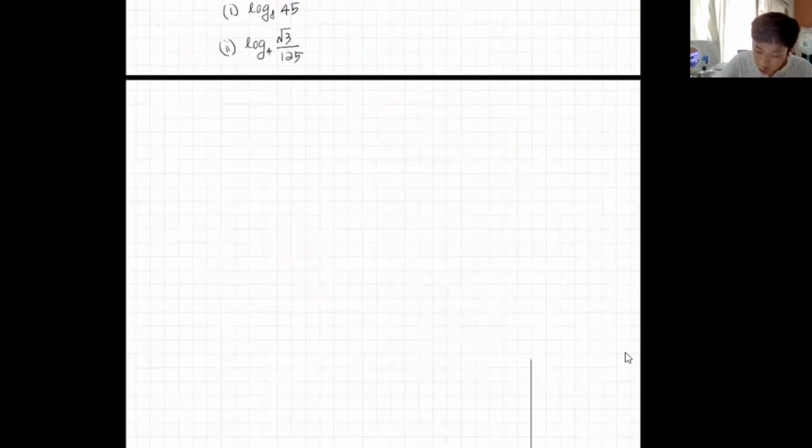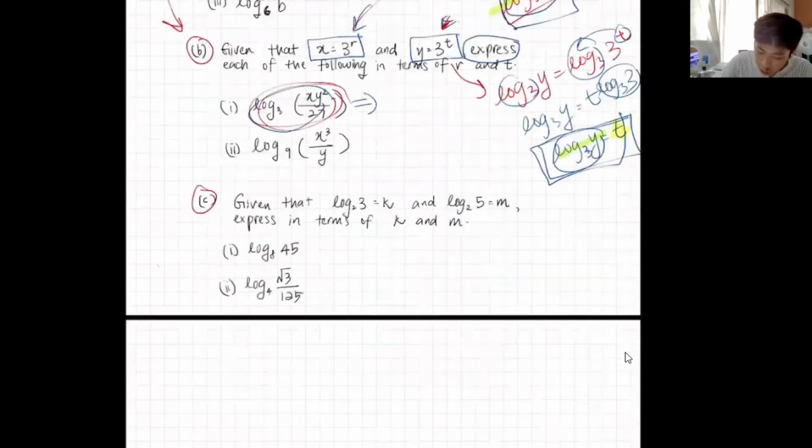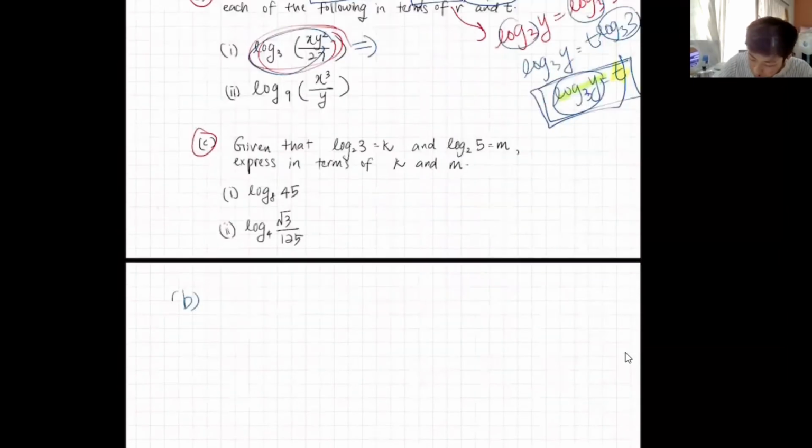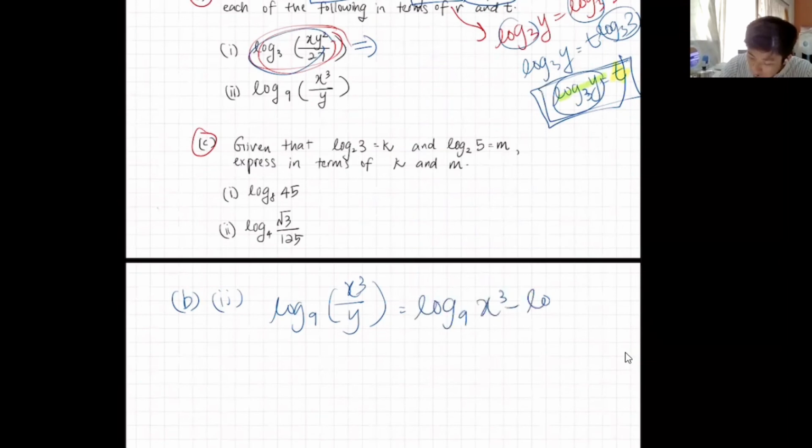Part 2. Okay, B2. Log base 9 of x cubed over y. Okay, as usual, break things up. What I mean by break things up is you try to separate them into as many plus and minus as possible. Try to break things up, okay? So it's log base 9 x cubed minus log base 9 y.